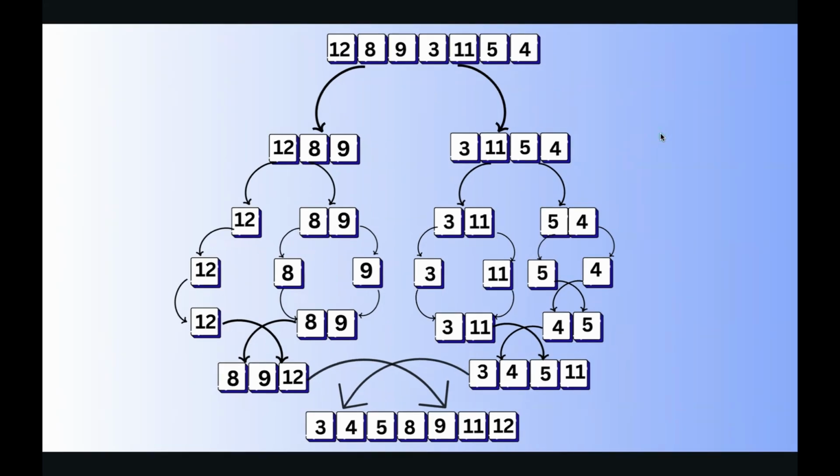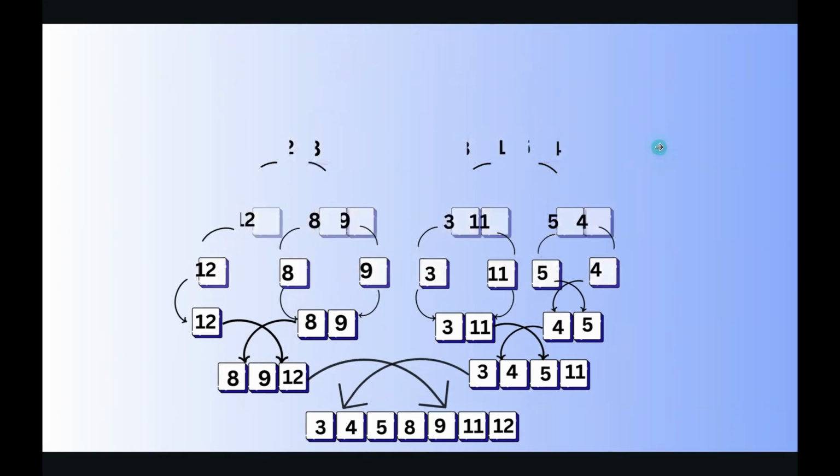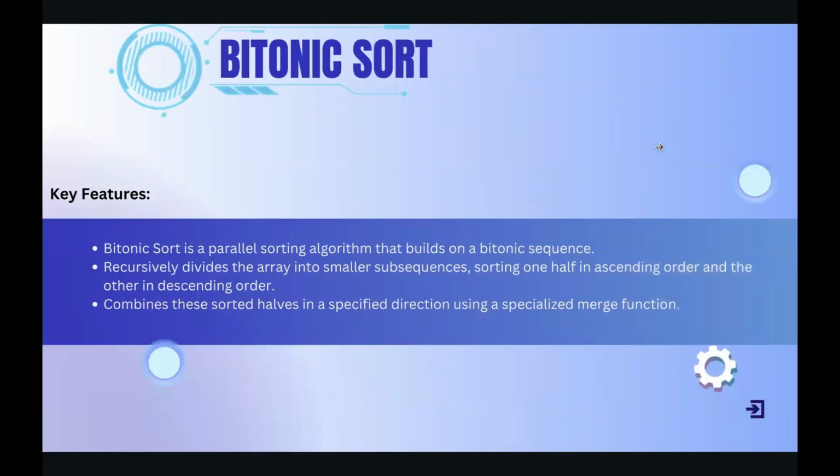Thank you, Vanilla. Now I'll walk you through an exciting parallel sorting algorithm called Bitonic sort. Bitonic sort is a parallel sorting algorithm basically built on something called a bitonic sequence. A bitonic sequence is a sequence that first increases and then decreases, or vice versa.